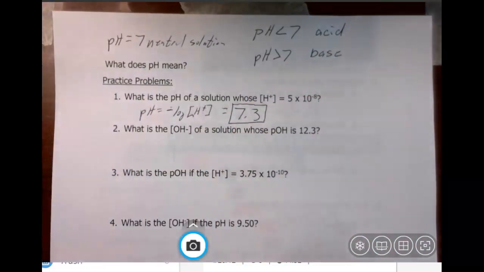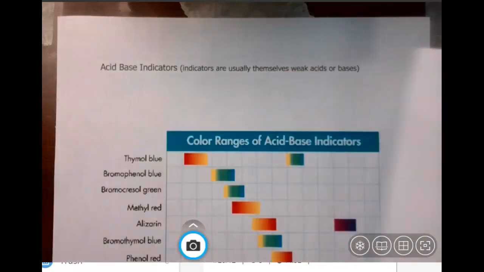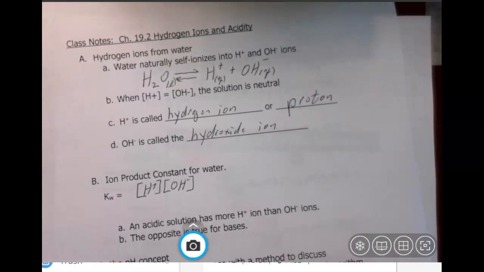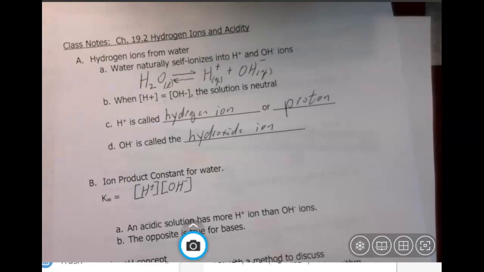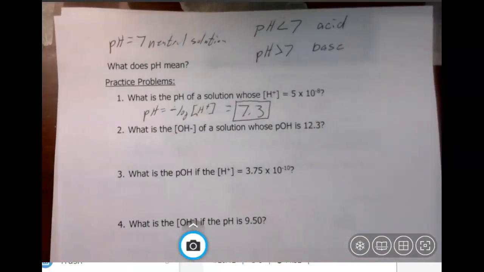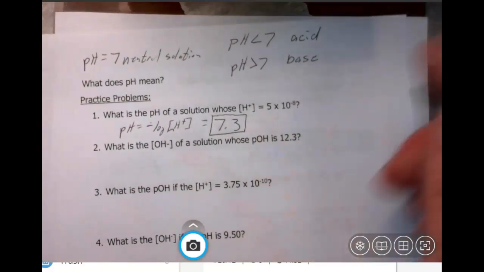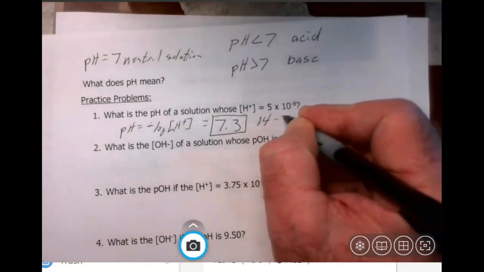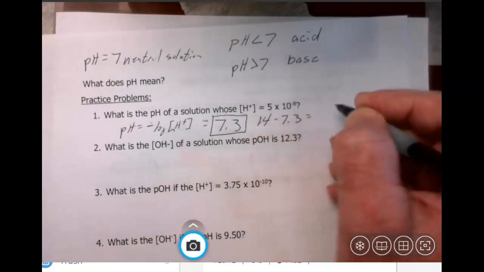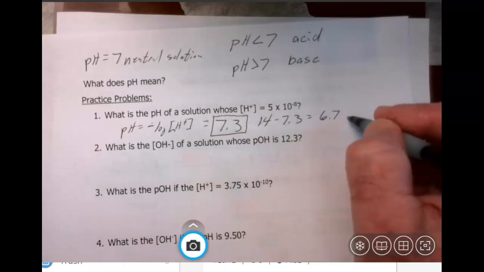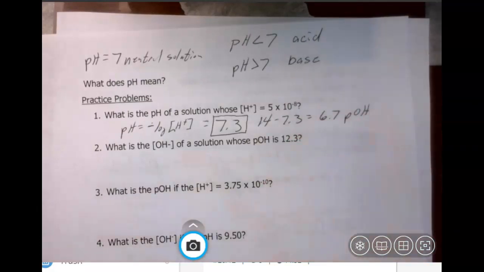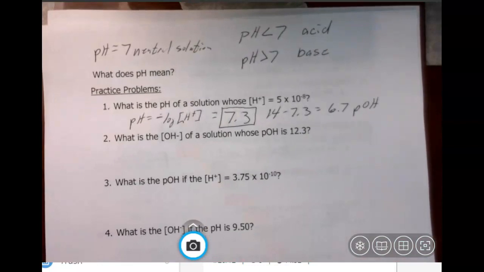Now, it didn't ask me for the pOH, but if it did, all I have to do is go back to this formula. The pH plus the pOH always add to be 14. So if I'm given one of these, I can always find the other by subtracting from 14. So 14 minus 7.3 is going to be 6.7. That would be the pOH. They didn't ask for it, but that's how we would find it.